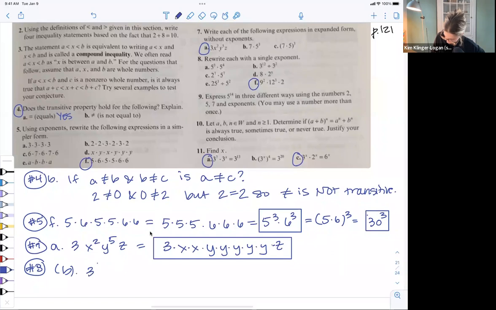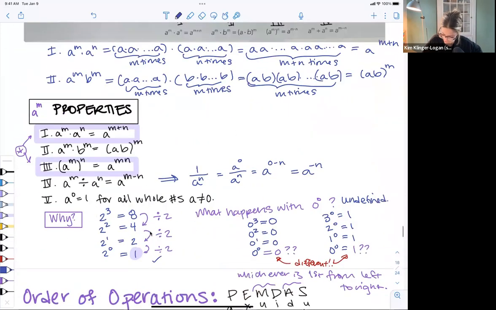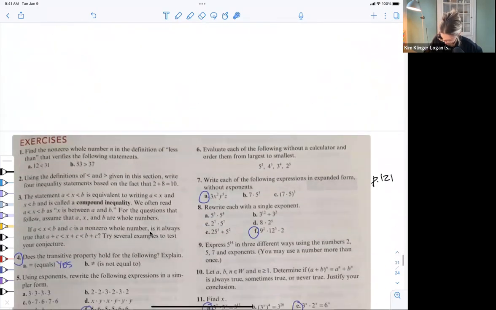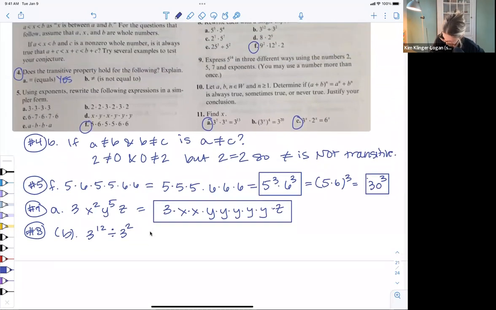Let's see, this is 3 to the 12 divided by 3 squared. Okay, so here this is using that division property, and we have the same base. So what that means is we can subtract the exponents. So 3 to the 12 divided by 3 squared is equal to 3 to the 12 minus 2, which is 3 to the 10. So this is using, was that rule 4? I think it was. I won't number it because I don't want to be wrong, but I think it was the 4th one that I had circled there.